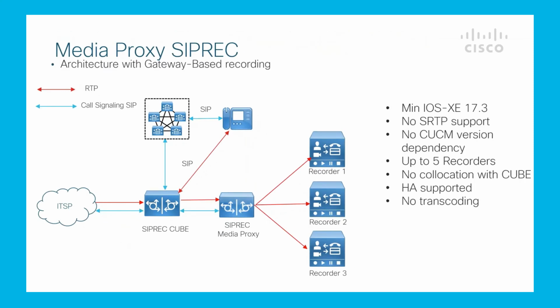In IOS XE 17.3, we added support for SIPREC. So in this case, we see the SIPREC call recording method on CUCM. Then the media proxy can fork SIPREC and media to up to 5 recorders. Currently, SRTP is not supported for this feature, but this might change in the coming releases. Stateful HA is supported, and there is no transcoding support.